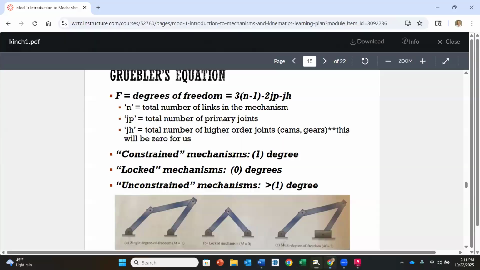But you're going to notice that they say we call that constrained, okay? Now, if you end up with a 0, that means it's locked. That means that's a frame. It's real. There's no degrees of freedom.